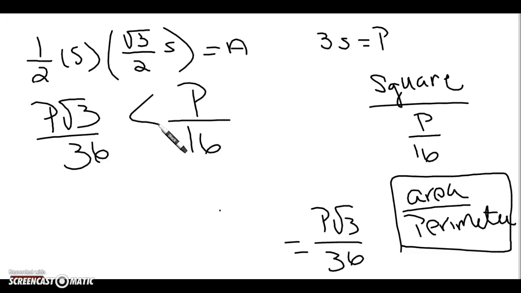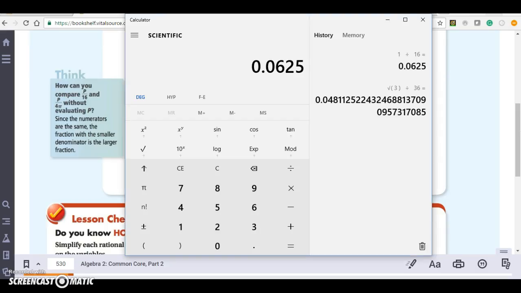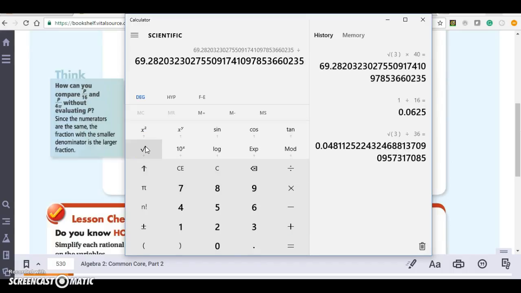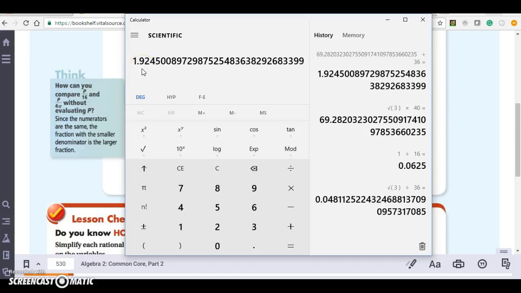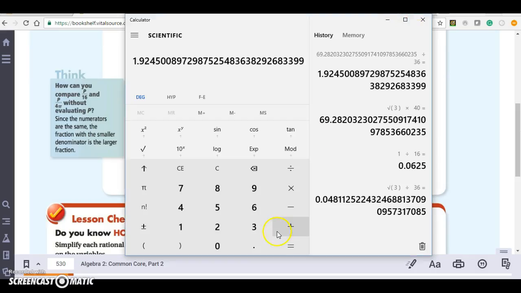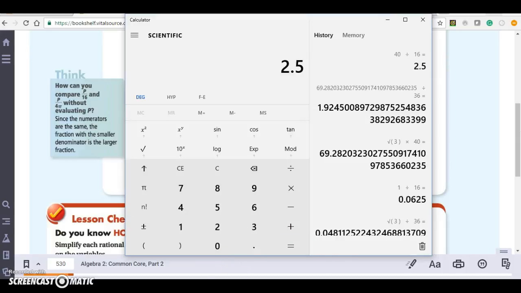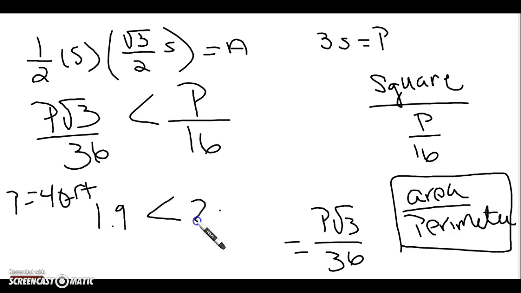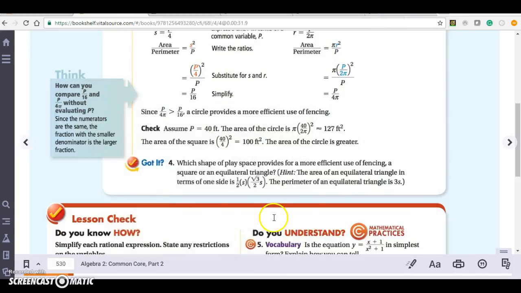And we can test it out like they did. We can plug in any number. Let's plug in 40. So P is equal to 40 feet. So the square root of 3 times 40 divided by 36 is 1.9. And then 40 divided by 16 is 2.5. So that's why the square is a better shape. Let's see if I missed any part of the question. Nope, I hope this helps.